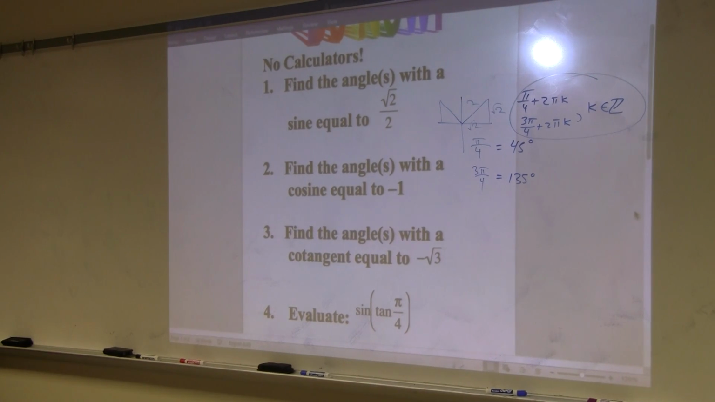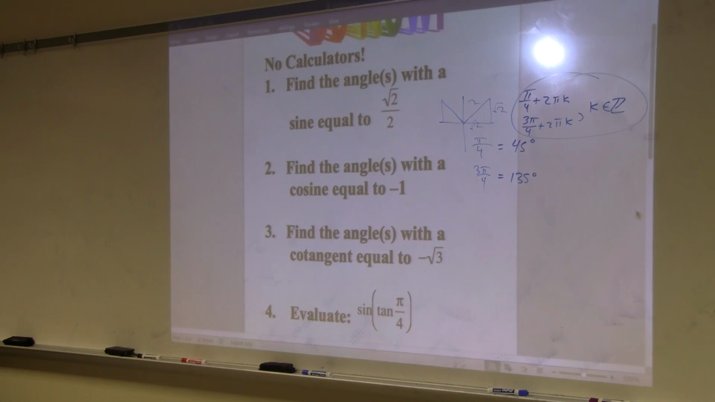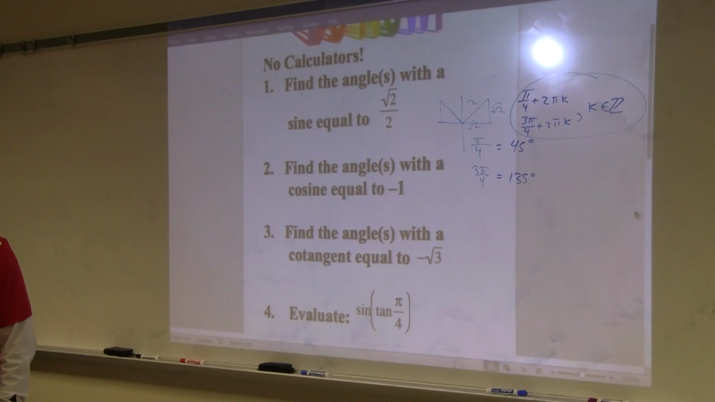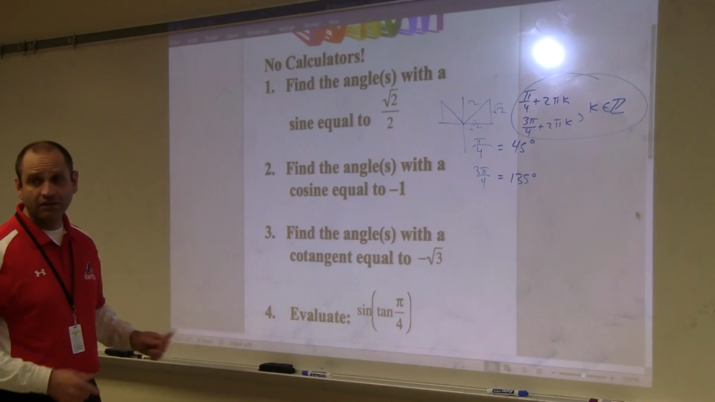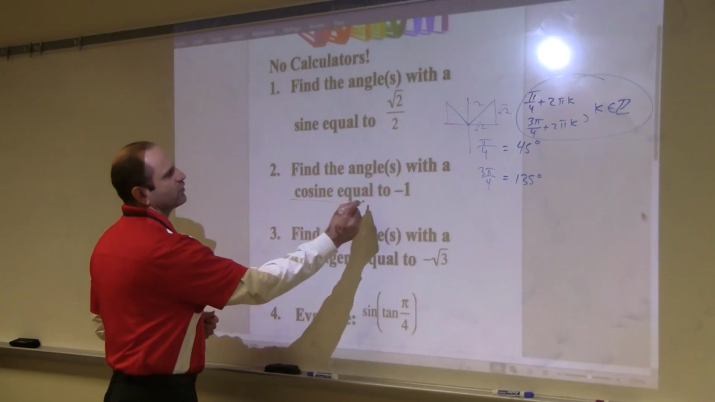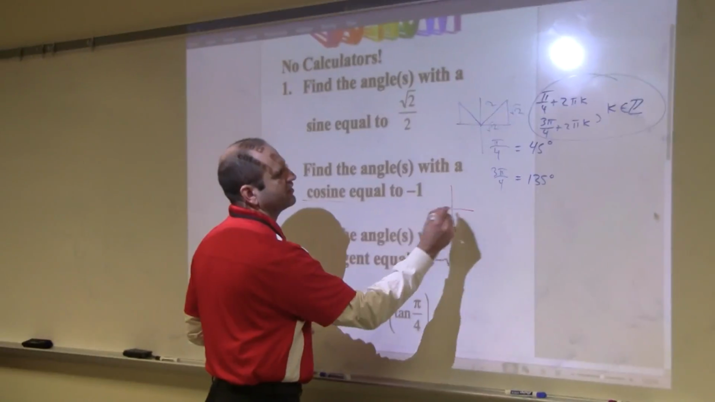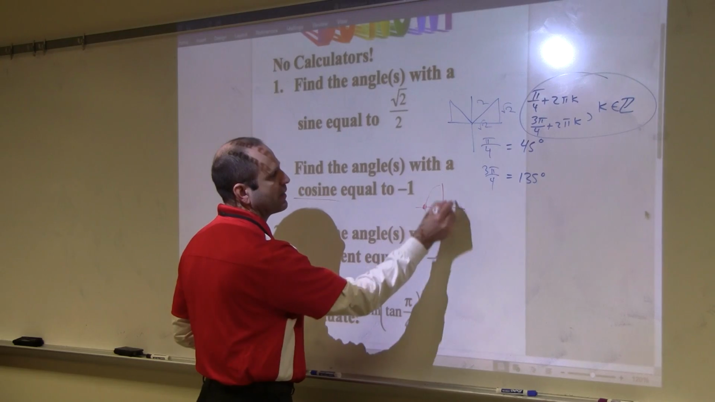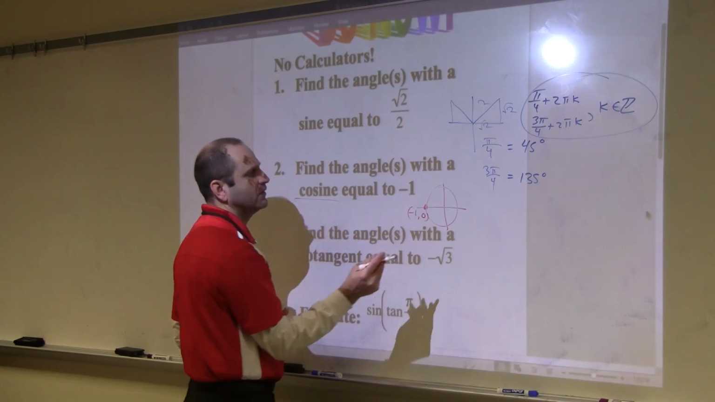Well, we'll come up with another. So what did you get for number 2? Where is the cosine equal to negative 1? That only occurs at this location, the quadrantal location as we go around the circle. Maybe you thought of that as negative 1 comma 0.